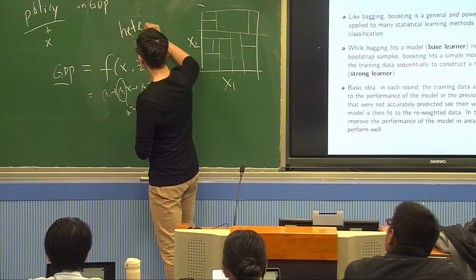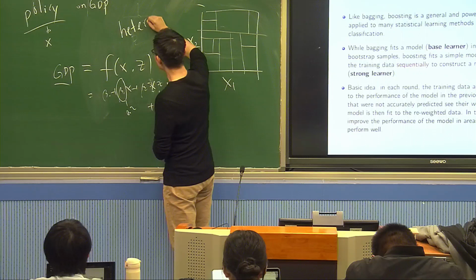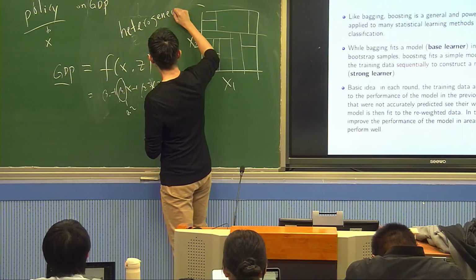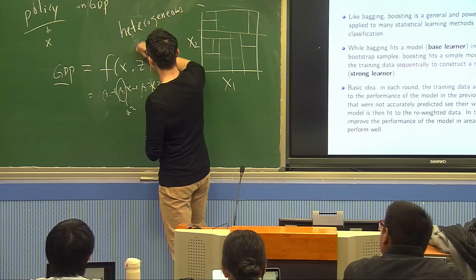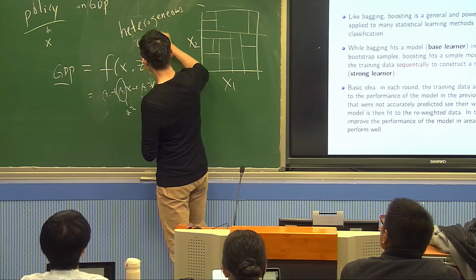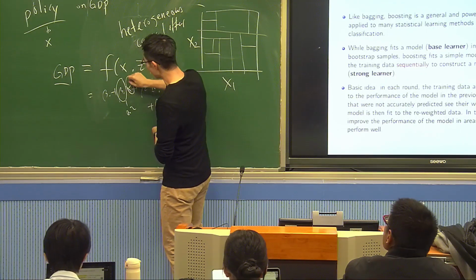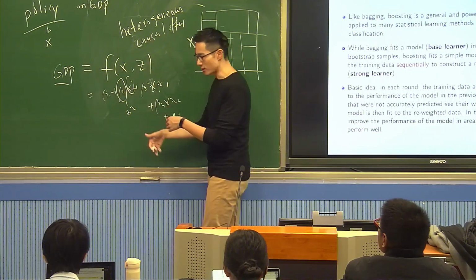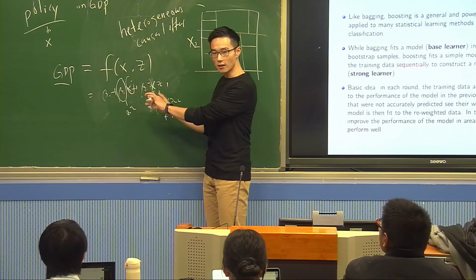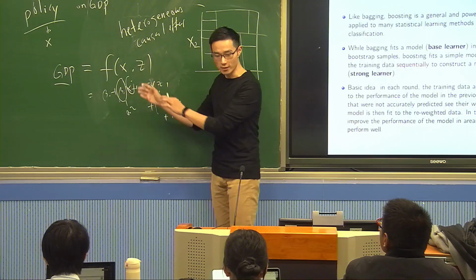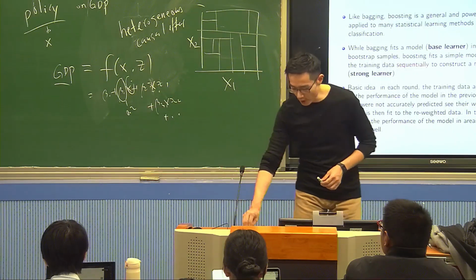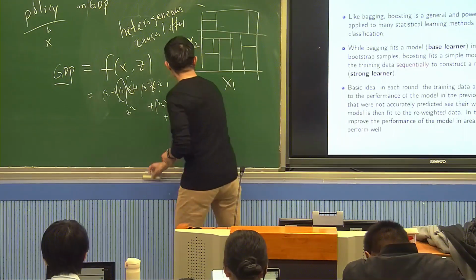So in causal inference, there's a term called heterogeneous causal effect, or treatment effect. Heterogeneous causal effect means that the causal effect, which is the policy effect on GDP, changes depending on other variables, right? It changes depending on the value of Z. So to do that, a very natural way is to use a tree, right?